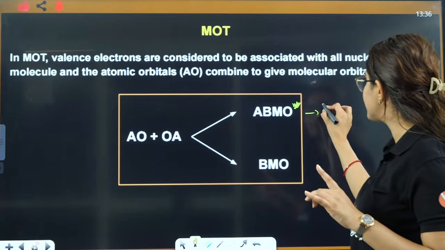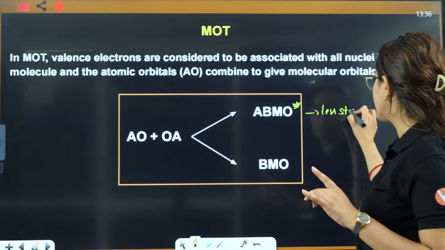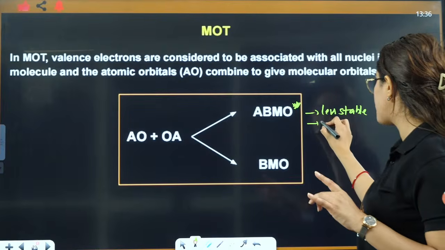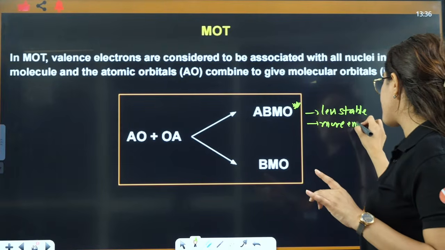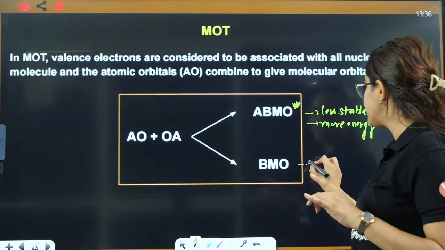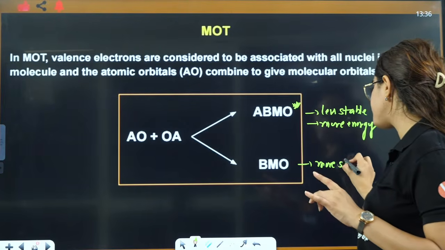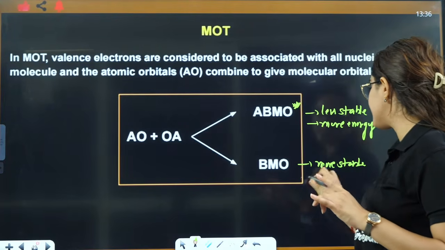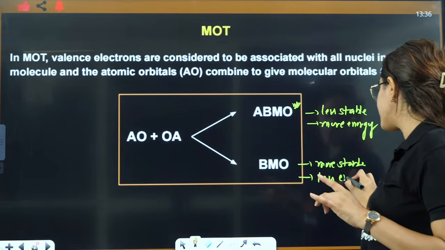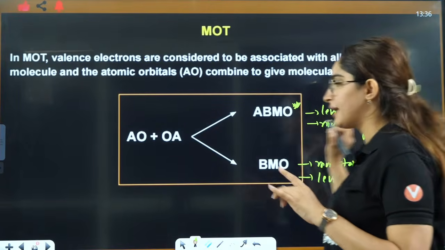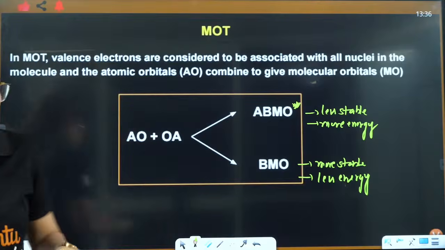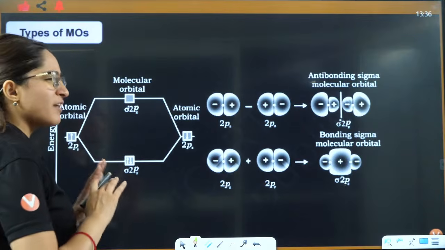It is less stable and has more energy. This is more stable and has less energy, because energy and stability are inversely proportional to each other, right? It's a very simple theory.